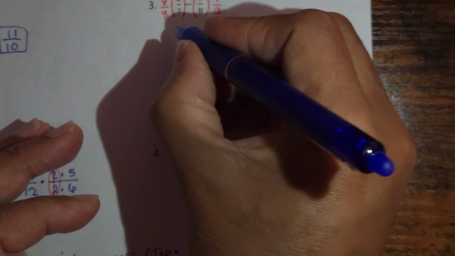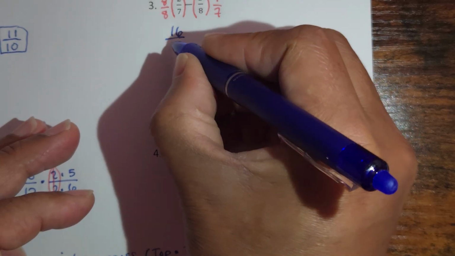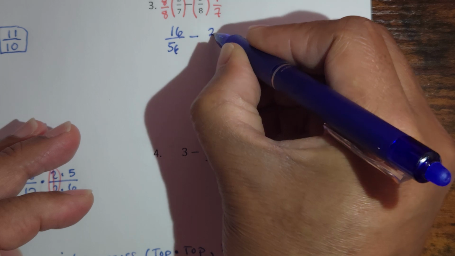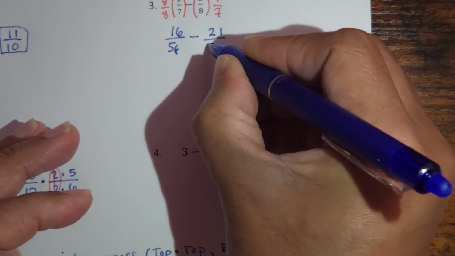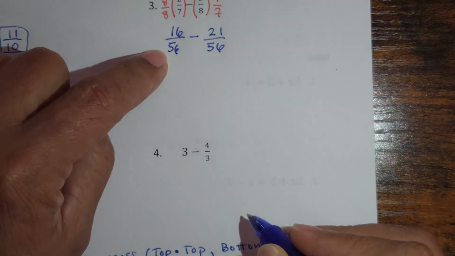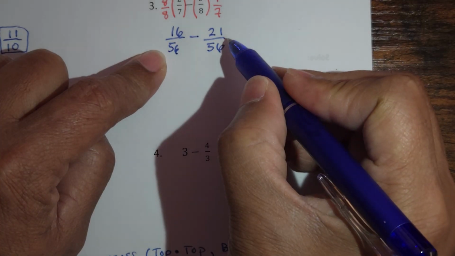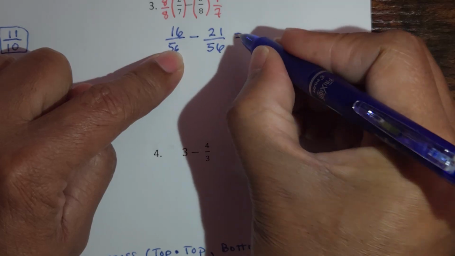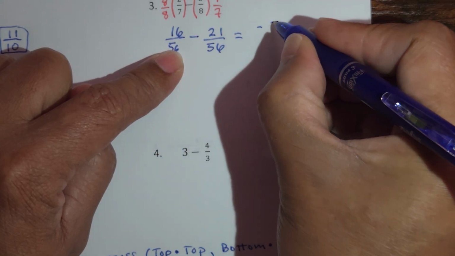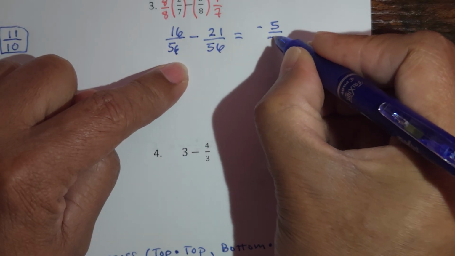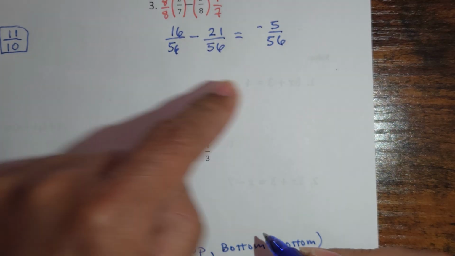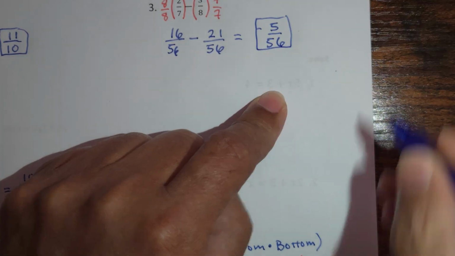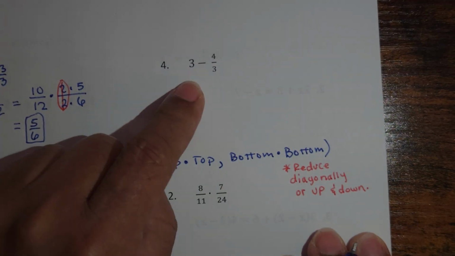Okay, so 8 times 2 is 16, and 8 times 7 is 56. Minus 3 times 7, that's a 21. 8 times 7, that's a 56. Okay, then I'm going to subtract 21 from 16. Notice the minus implies the number 21 is negative. So this is 16 minus 21, which is negative 5, and then keep the 56 in the denominator. And 5 does not go into 56 evenly. That means we are done with this problem. Okay. Example number 4.